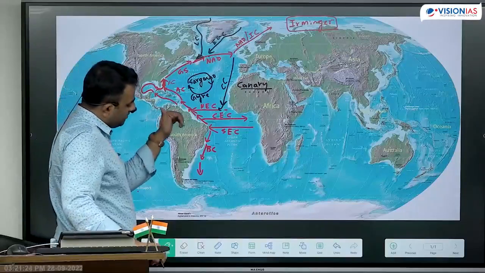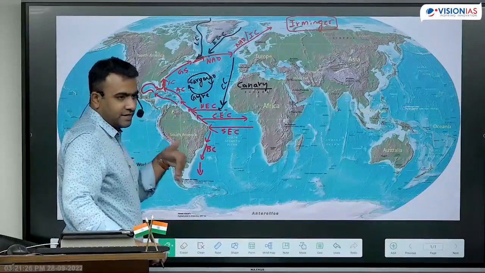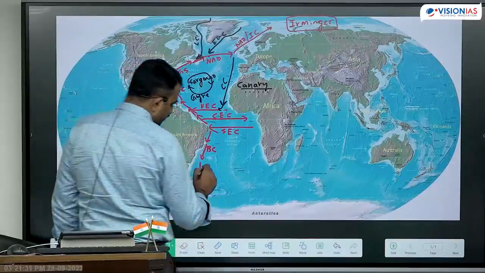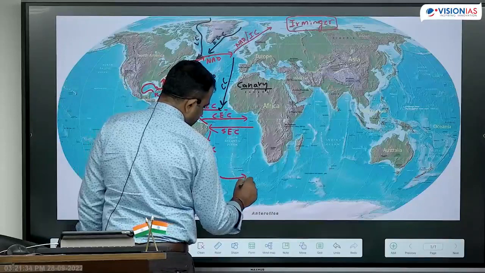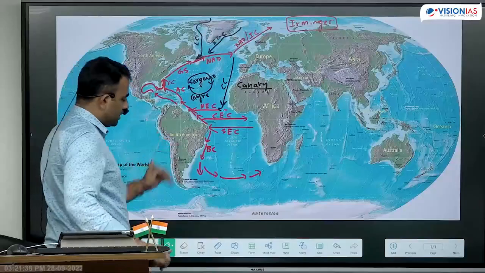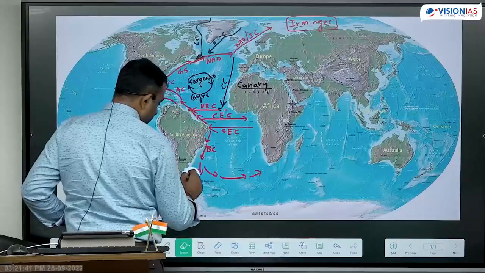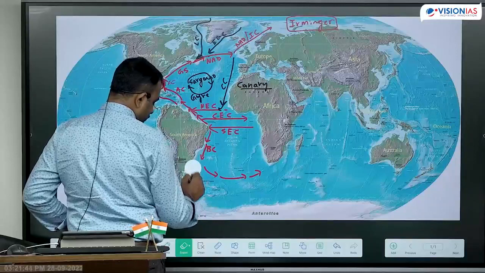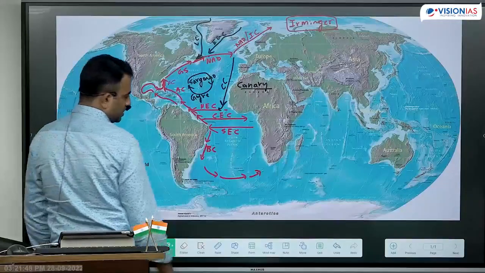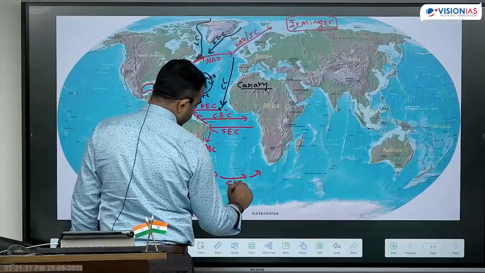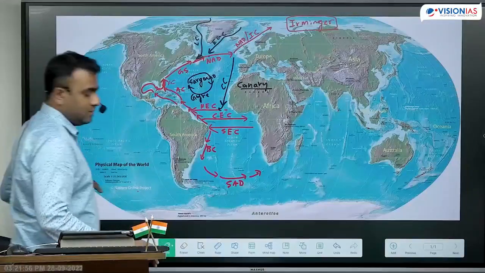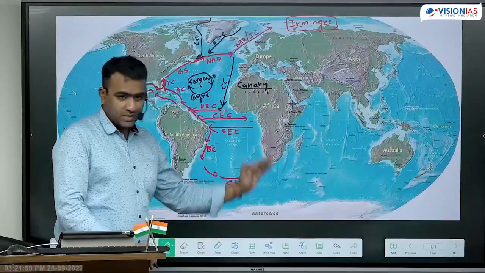The same Brazilian current, once it reaches the lower latitudes, starts to get deflected towards the right side under the influence of westerlies as well as Coriolis force. As it moves towards the south, it gets deflected towards the right under the influence of westerlies and Coriolis force. And then it will cross the South Atlantic Ocean from west to east as the South Atlantic Drift.